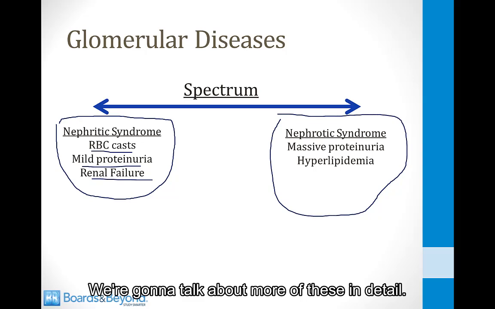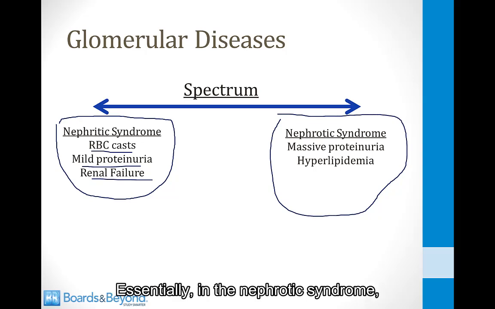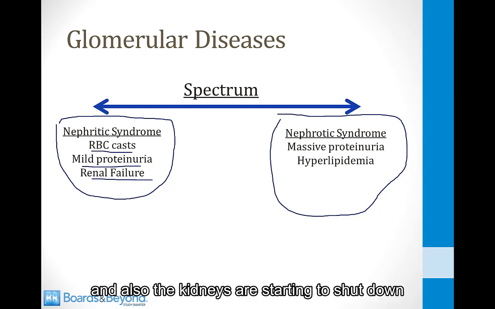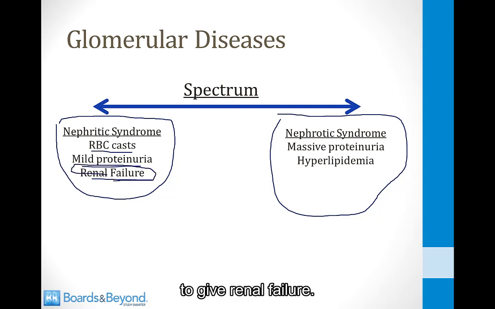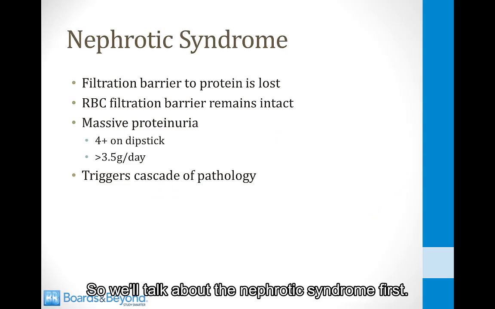We're going to talk about more of these in detail. Essentially, in the nephrotic syndrome, patients are largely losing albumin. That's the main source of the problem, but they're not losing red cells in the urine. In the nephritic syndrome, they're losing both protein and red cells, and also the kidneys are starting to shut down to give renal failure. So we'll talk about the nephrotic syndrome first.